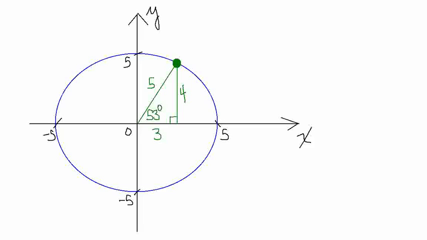Okay, so I've drawn a picture of an XY coordinate plane with a circle of radius 5 centered at the origin. And I've also identified a point on that circle with a green dot. And I've identified a right triangle that has that green point and the origin as two of its vertices.